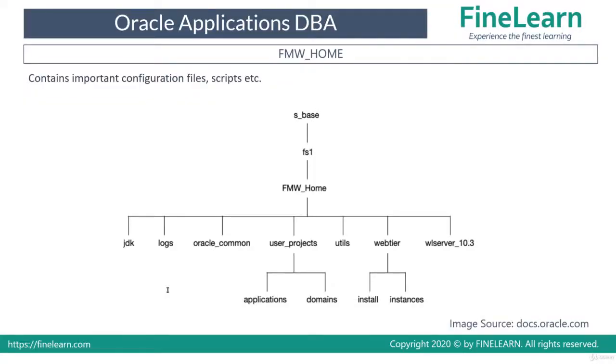This is FMW Home for example, which is Fusion Middleware Home, and you can see clearly that this is nothing but the Fusion Middleware installation directory. If you know about WebLogic concepts, in WebLogic we'll have the wlserver_10.3 directory, which is your WebLogic home, and we'll also have user_projects, that is the WebLogic domains directories, and here webtier is nothing but the OHS. So these are all Fusion Middleware related components, and this FMW Home stands for the Fusion Middleware Home.